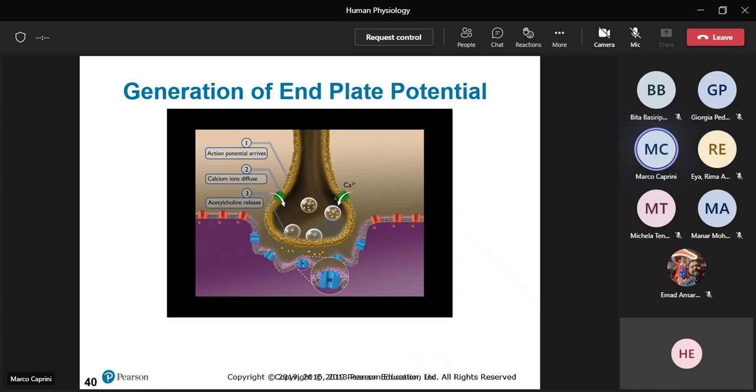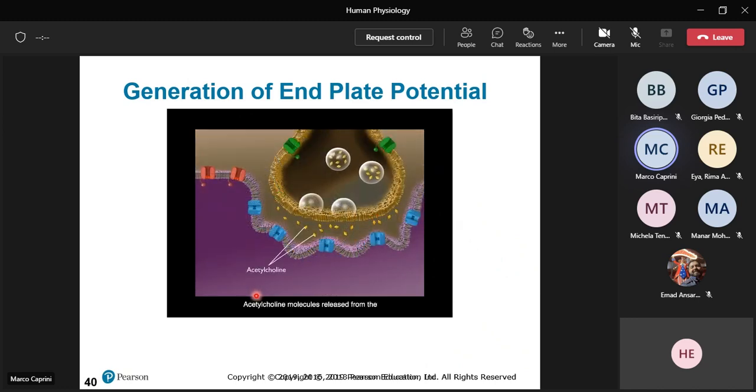Let's see the next. To understand how acetylcholine activates the muscle fiber, we need to look at step 4, in which acetylcholine binds to acetylcholine receptors. Acetylcholine molecules released from the axon terminal diffuse across the synaptic cleft and bind to acetylcholine receptors on the junctional folds. These receptors are chemically gated ion channels that open when acetylcholine binds to them, allowing sodium and potassium ions to diffuse across the membrane.